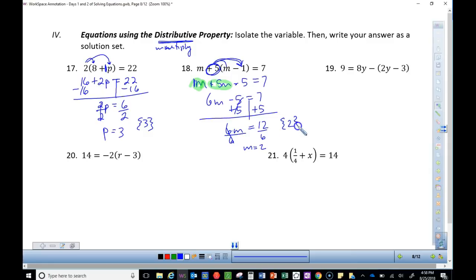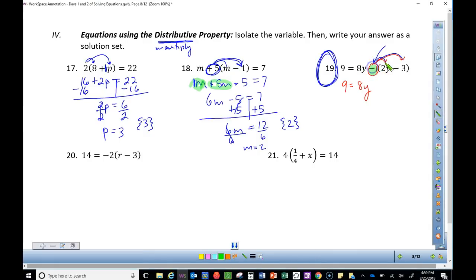Set is 2. Alright, so here's the one that gets people in trouble. It's when you're distributing a negative sign. So the negative sign has to get distributed, okay? And if distributing a sign seems crazy, then what you can do is think of it as negative 1. So we're multiplying negative 1 to both things in the parentheses, because that's what's touching them, okay? The 8y is not. So we have 9 equals 8y, and then we'll be multiplying negative 1 to both things in the parentheses. So that's one to watch out for.